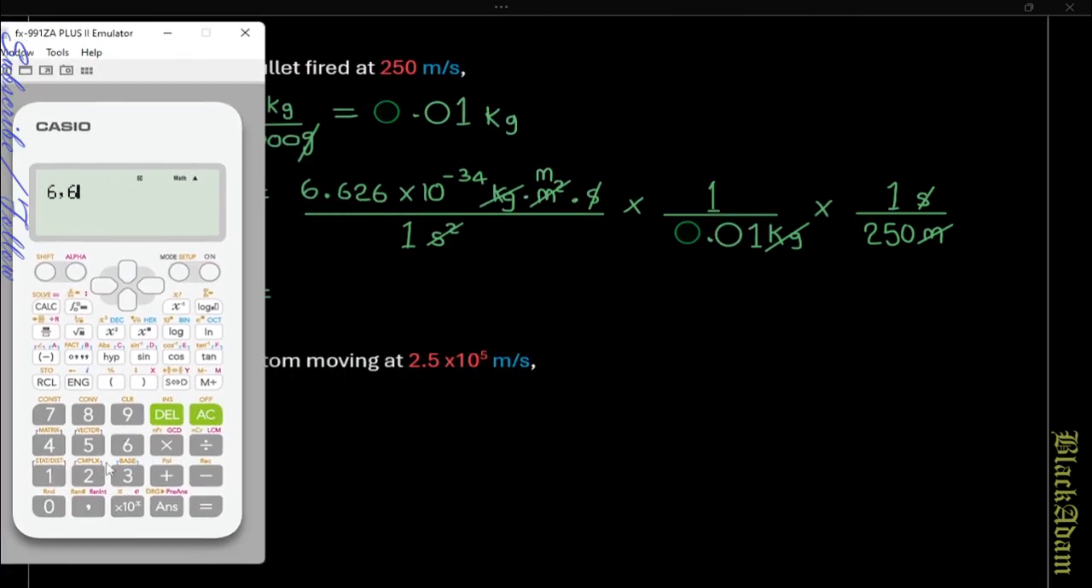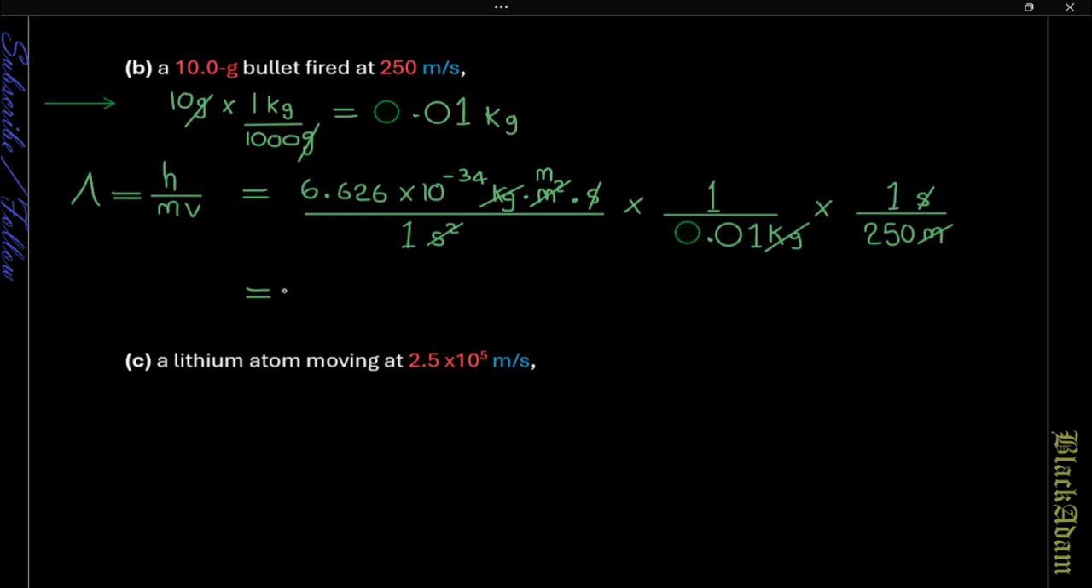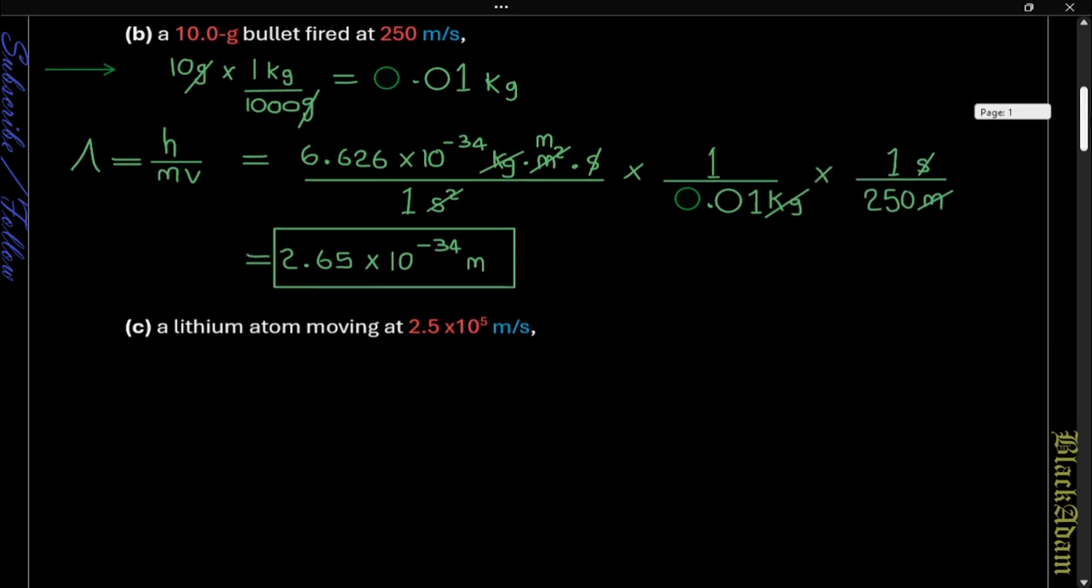And then we have to simplify. It's 6.626 multiplied by 10 to the power negative 34 divided by the product of 0.01 multiplied by 250. The answer is 2.65 multiplied by 10 to the power negative 34. So that is in meters. So that's our answer for B.